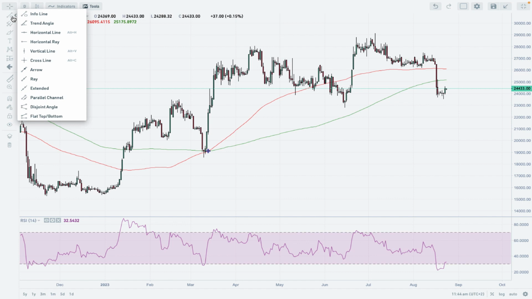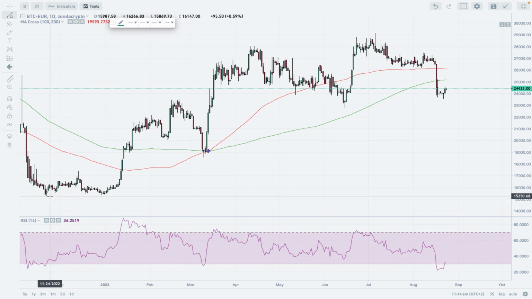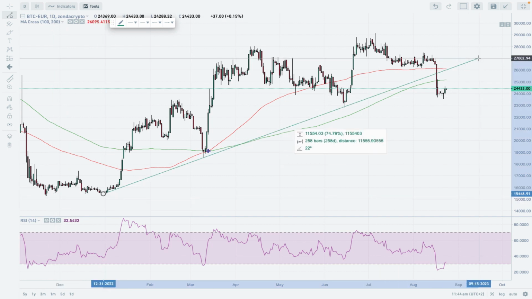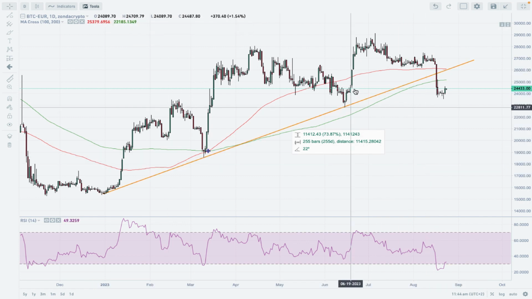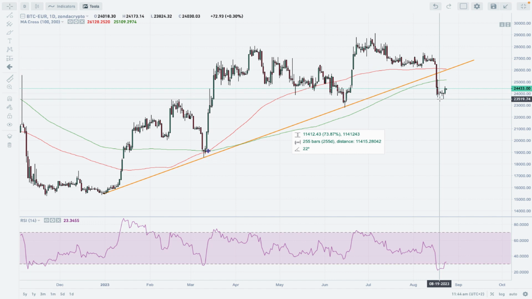We need some kind of a trend line that we can apply from the lows. It won't be very particular, but it will give us some kind of a clue what is going on in this market. So we got this orange trend line. As you can see, it was violated very strongly. It took 3 days to get from almost 27,000 euro to roughly around 23,700 euro.